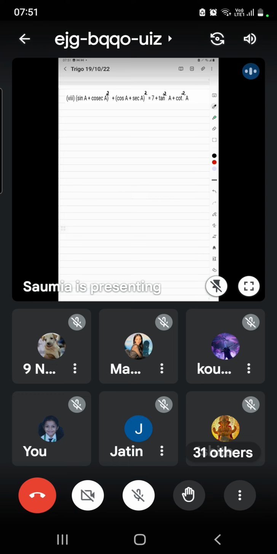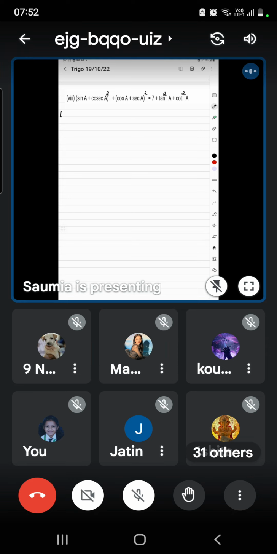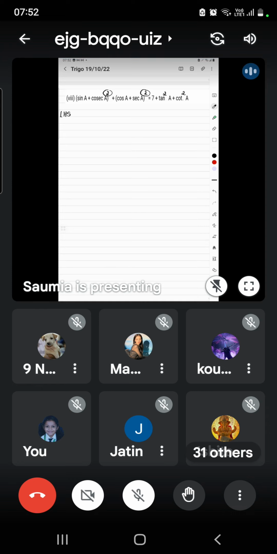Look at the LHS. Sin A plus cosec A the whole square plus cos A plus sec A the whole square. And the RHS is 7 plus tan square A plus cot square A. Okay. Now, we have to concentrate on the LHS. Let's concentrate. If you look at the LHS, what comes to your mind? A plus B the whole square. Yes, there are two brackets for which you have to square, and you're going to use the identity A plus B the whole square. So let's start with it. Sin A plus cosec A.